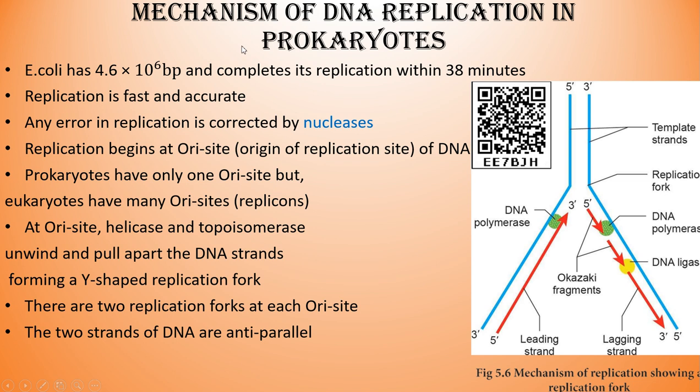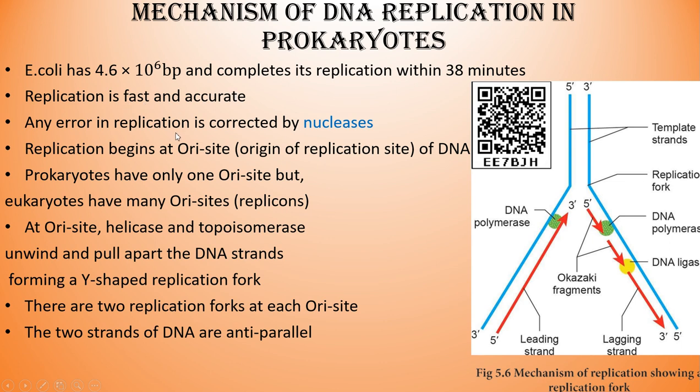Now, the mechanism of DNA replication in prokaryotes. First of all, we will see it in E. coli, Escherichia coli, which has 4.6 × 10^6 base pairs, and it completes its replication within 38 minutes. It takes 38 minutes for one replication of one DNA strand into two. In E. coli, the replication is very fast and accurate.